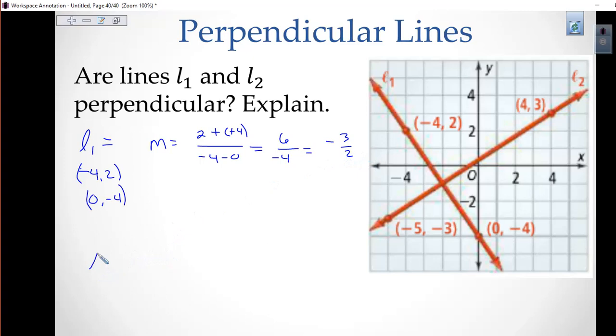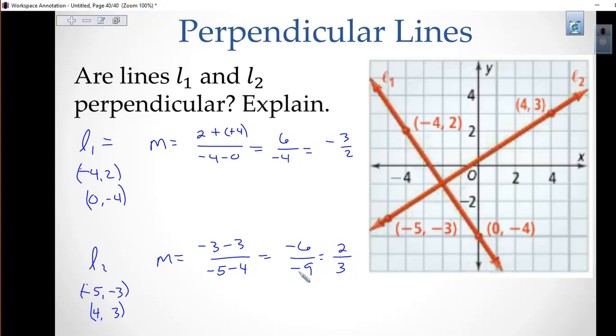So let's take a look at the second line, line 2. Line 2 has coordinates of negative 5 and negative 3. And we have 4 and 3. So to find the slope, we're going to take the difference in our y's, negative 3 minus 3. This becomes negative 5 minus 4. So I get a negative 6 over a negative 9, which reduces, since 3 goes into both. This becomes 2, and this becomes 3. The negative signs cancel each other out, so this becomes a positive 2/3.